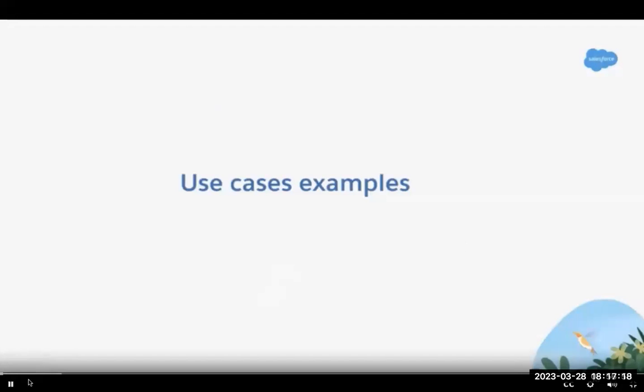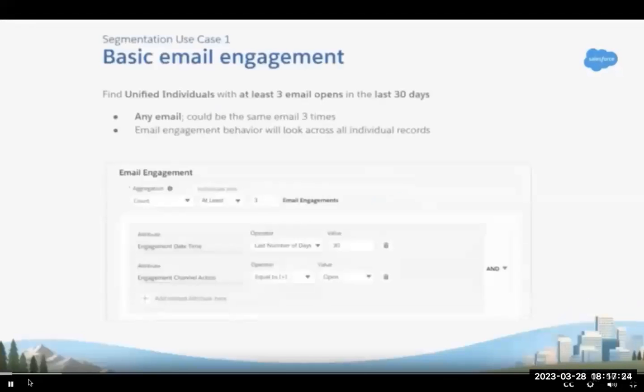Some other use cases and how we're using segmentation for common filters that marketers want to accomplish. In this example, we're looking for unified individuals that have at least 3 email opens in the last 30 days. So it could have been 3 opens of the same email or 3 totally different emails. So we navigated to the related attribute library for email engagement, and we set the count to at least 3, and we pulled in the engagement date time attribute to set that to the value of 30 for the last 30 days. And then in the channel action, this is equal to open.